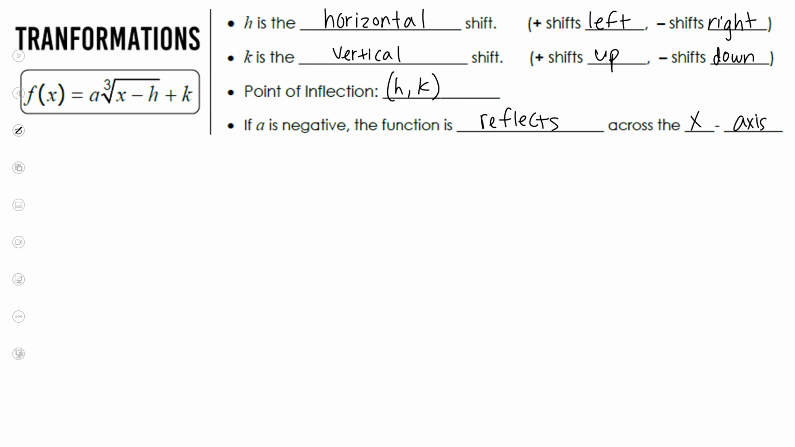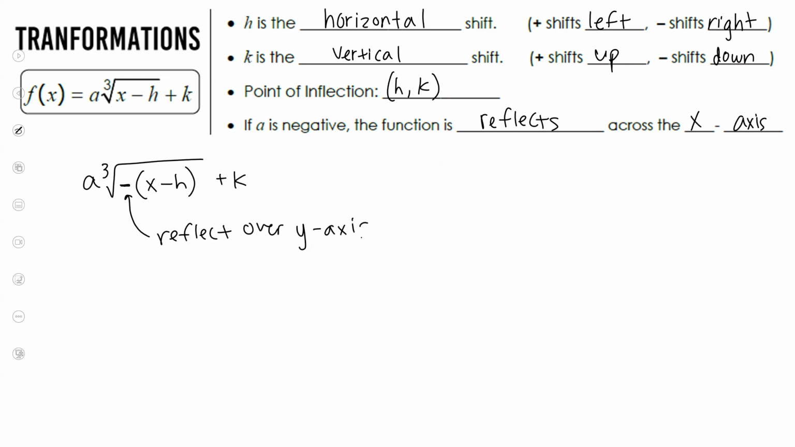X-axis. Now, I heard someone say Y. Let me show you when it will be Y. Please write this off to the side. If I have a negative on the inside, this negative will make it reflect over the y-axis. But if it's on the outside, on the A, that will reflect across the x-axis.